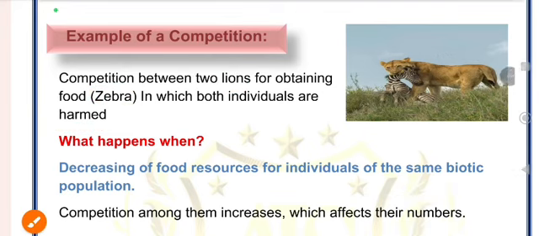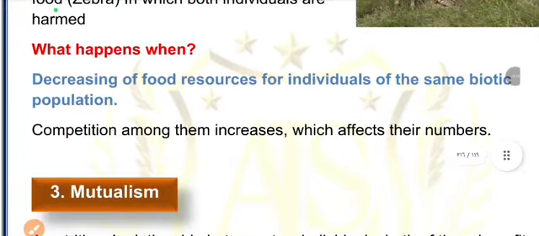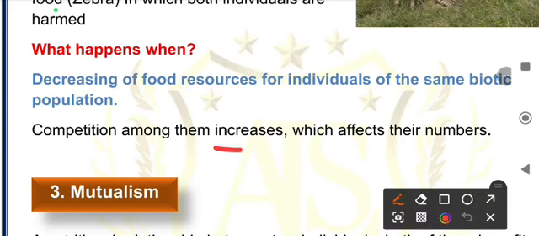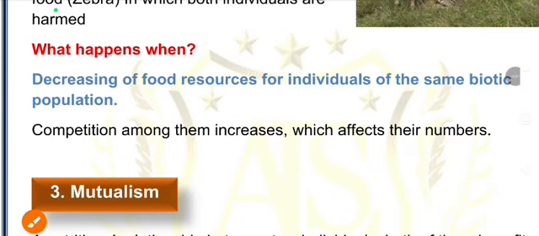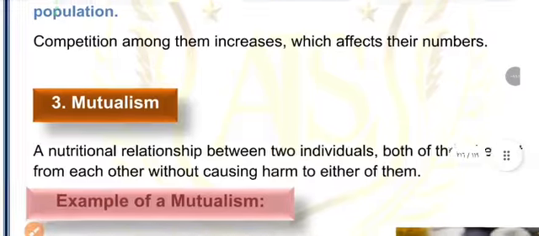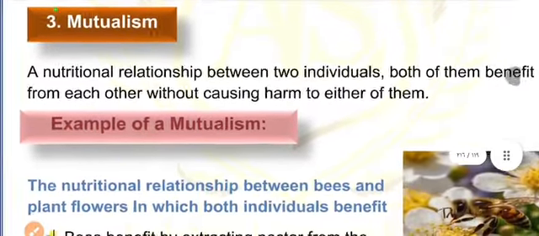A question, what happened? Decreasing a food resource for individuals of the same biotic population. If the food is limited, the competition between the organisms will increase, which affects their numbers. If the food is limited, the animals will compete for this food. Okay? This is the competition.